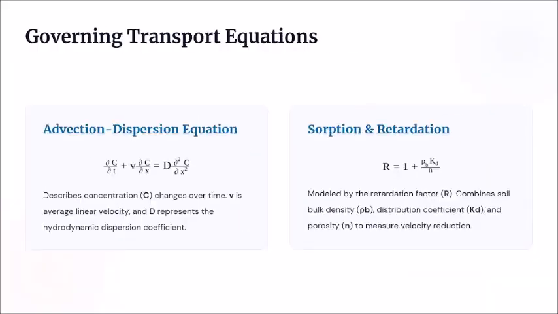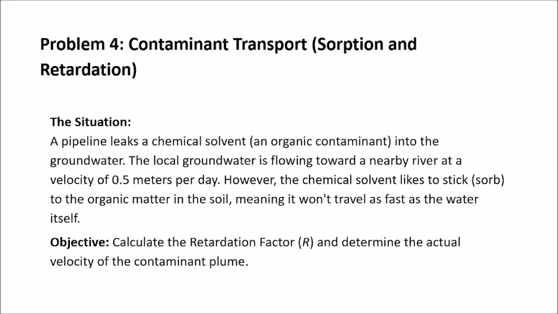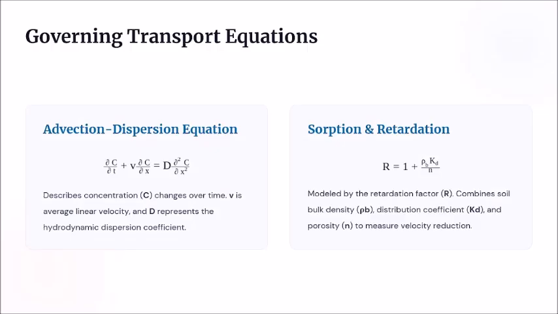Next slide. Governing transport equations. These mechanisms are modeled using the advection-dispersion equation. It states that the change in concentration, C, over time, t, plus the average velocity, v, times the change in concentration over distance, x, equals the dispersion coefficient, D, times the second derivative of concentration over distance, x, squared.